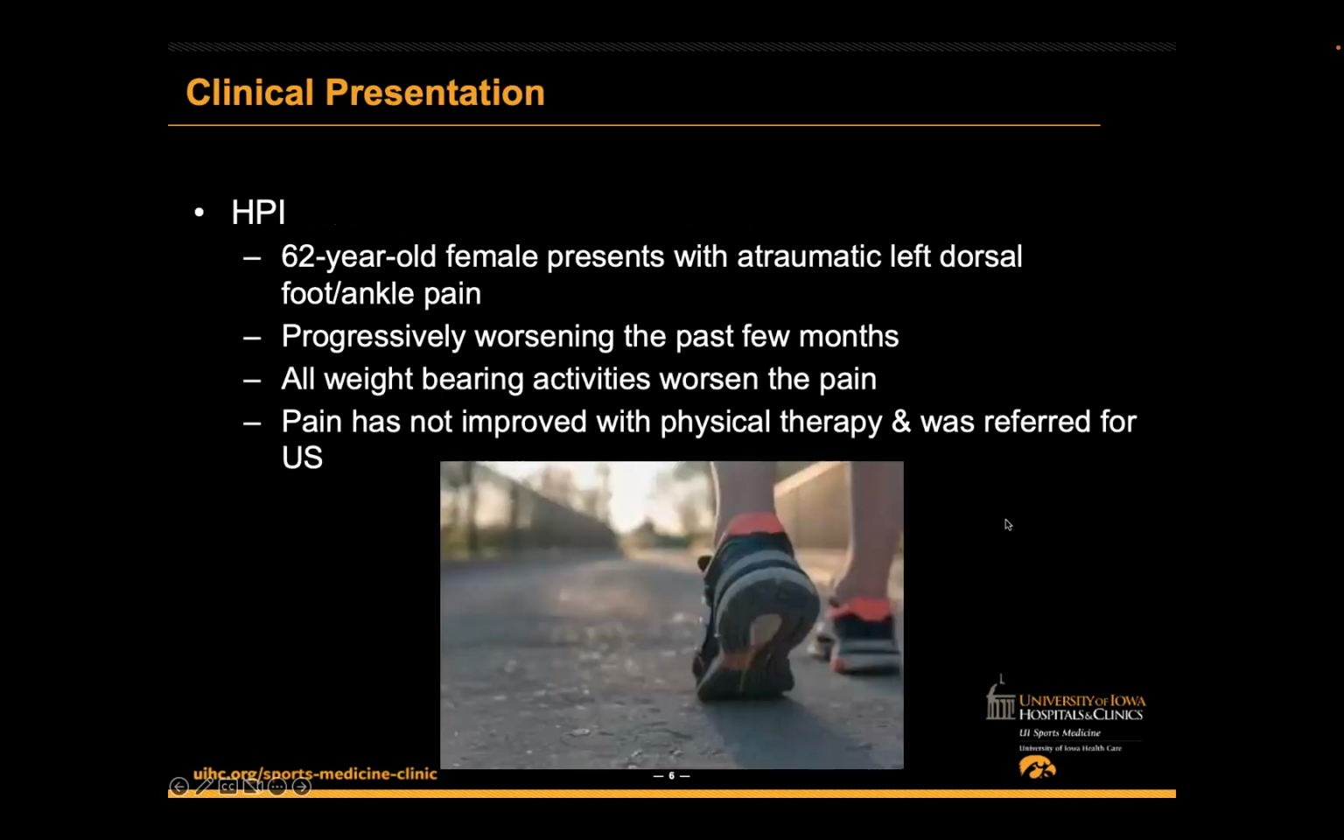So getting into our case, we have a 62-year-old female who's presenting with atraumatic left dorsal foot and ankle pain. She has had progressively worsening pain over the past few months, and now all weight-bearing activities worsen the pain. The pain is not improved with physical therapy, and therefore she was referred to us for ultrasound.